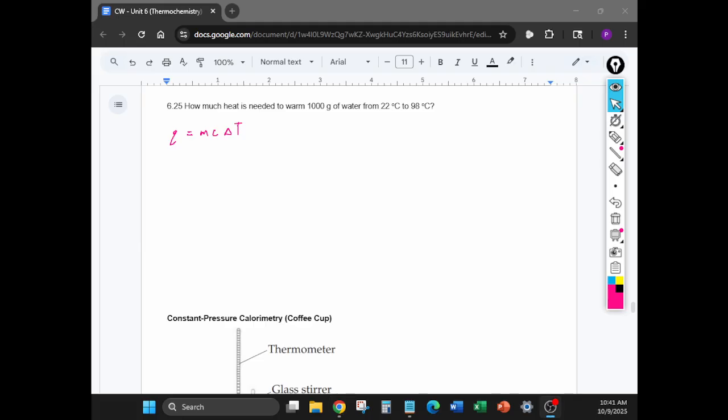Okay, guys, so let's go over this problem. It's super simple. You're looking for heat, so you're solving for Q. So we're going to leave that by itself. And then we just plug and chug our variables. So mass, 1,000 grams. C is the specific heat of water, because we're looking at water. We just found it in the previous problem. So it'll be 4.18 joules per gram Kelvin.